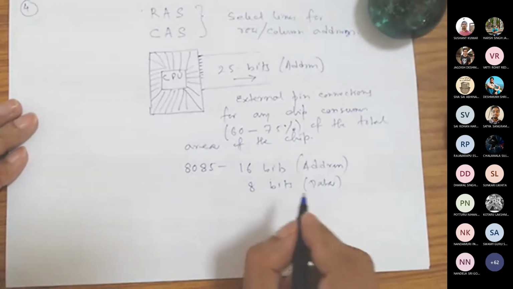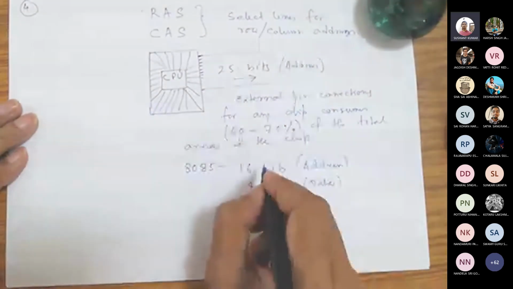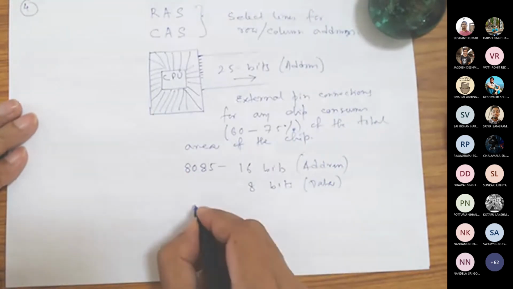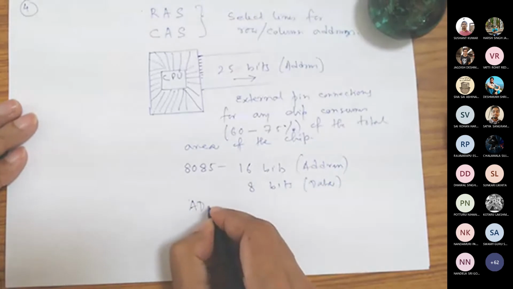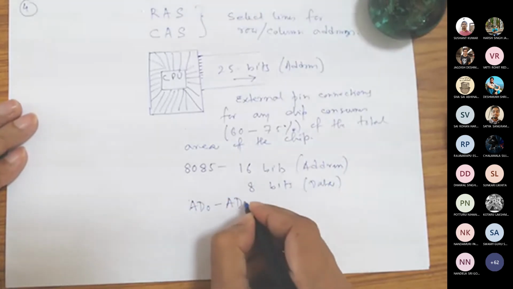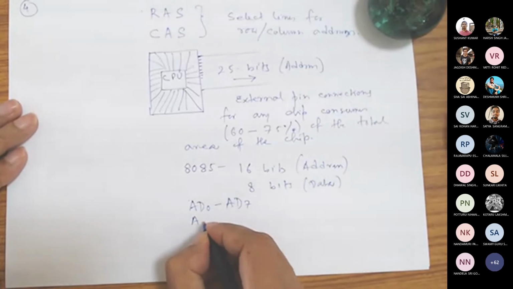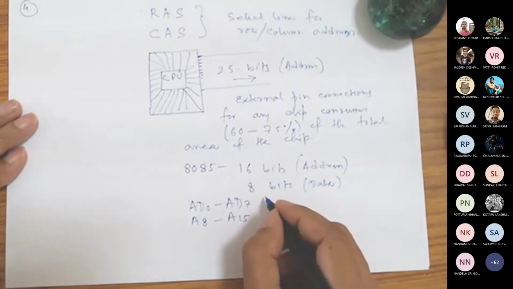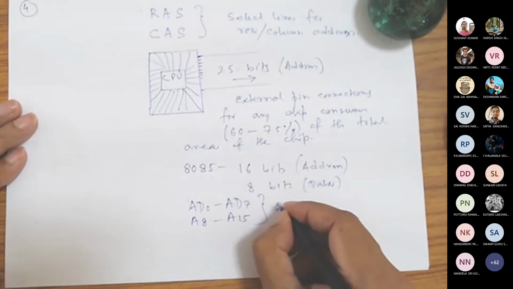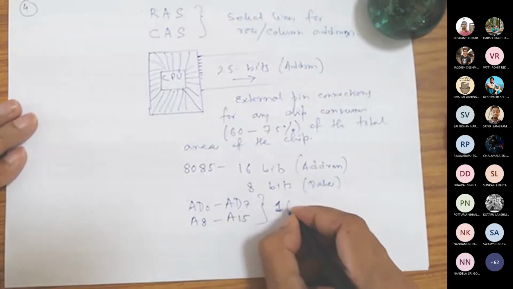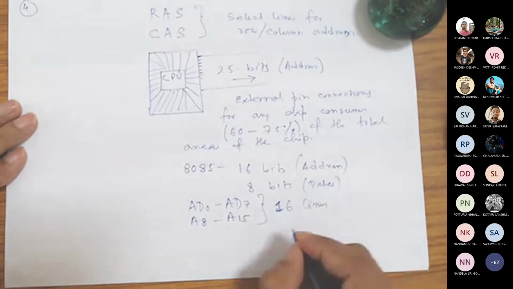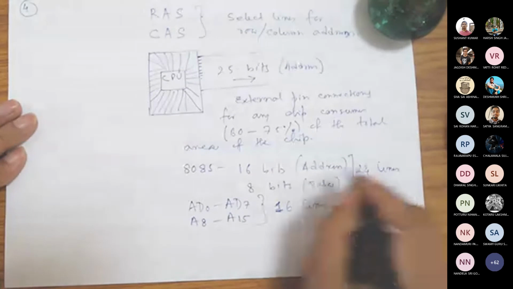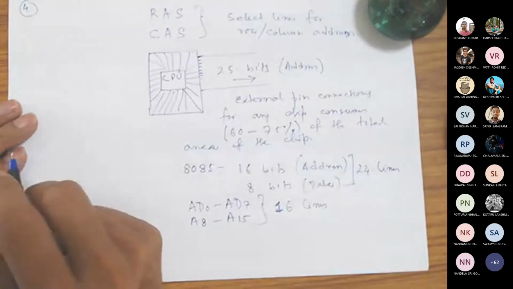Yes. But if you look into the signals which are used in 8085, the buses are like this: AD0 to AD7 and A8 to A15. Total how many lines? 16 lines. But ideally you require 24 lines: 16-bit address lines and 8-bit data lines.